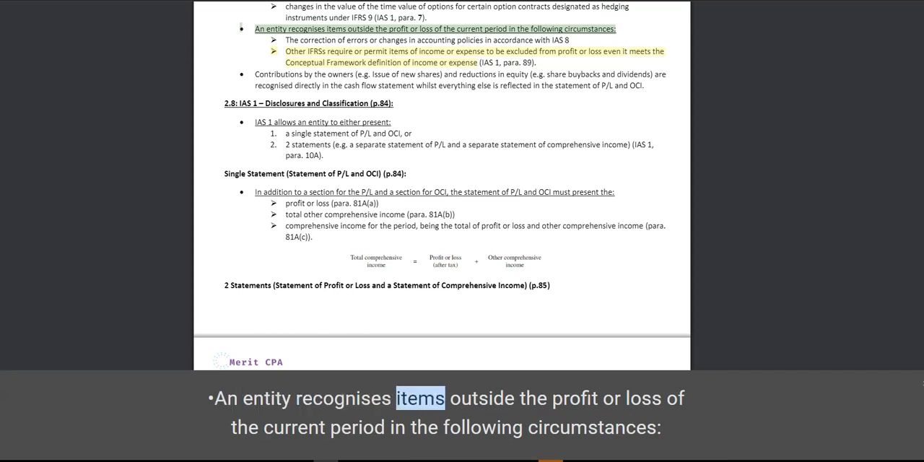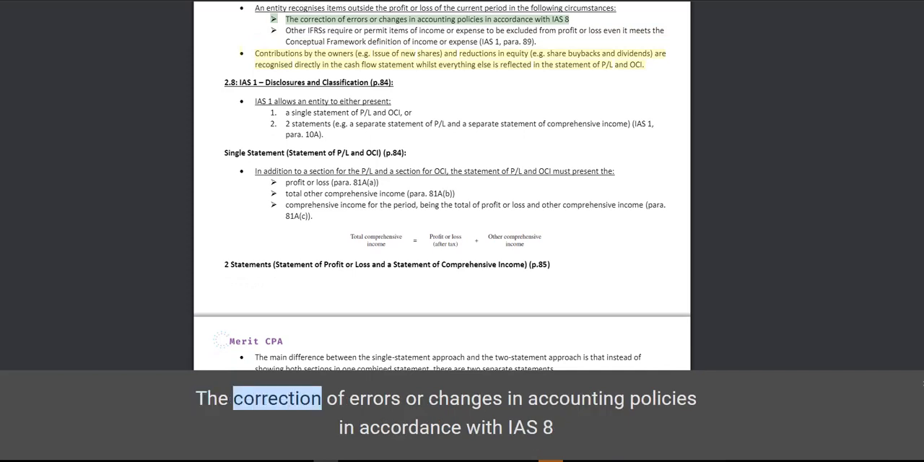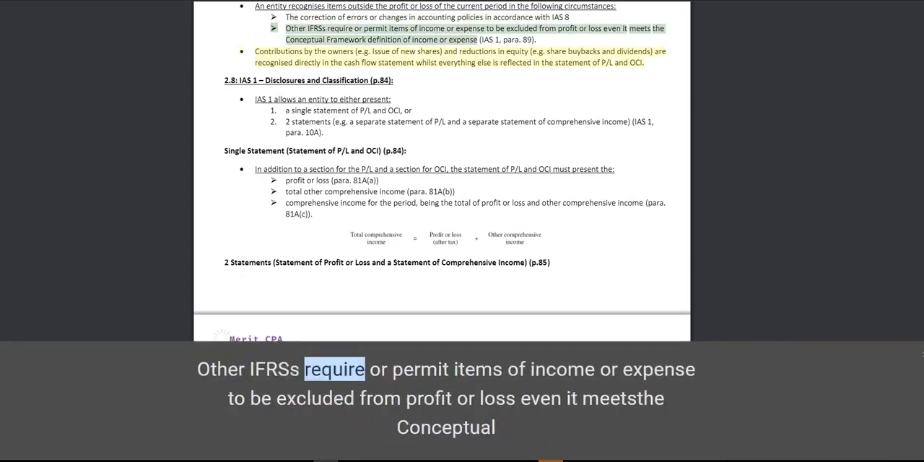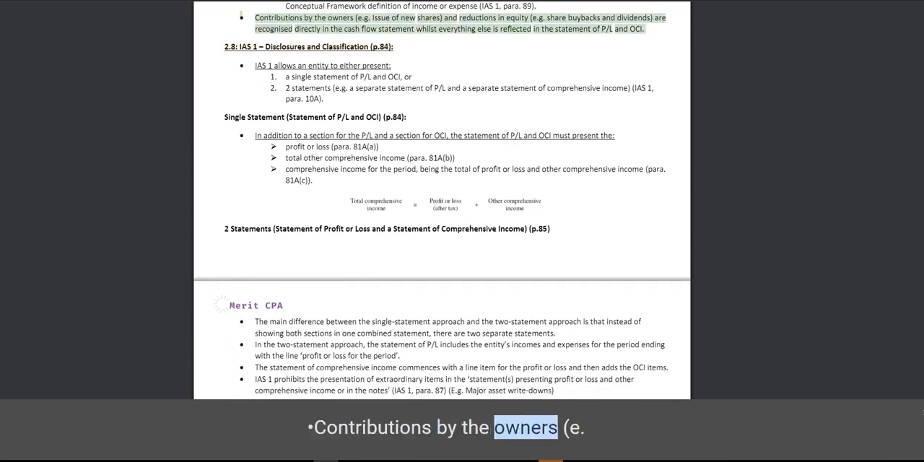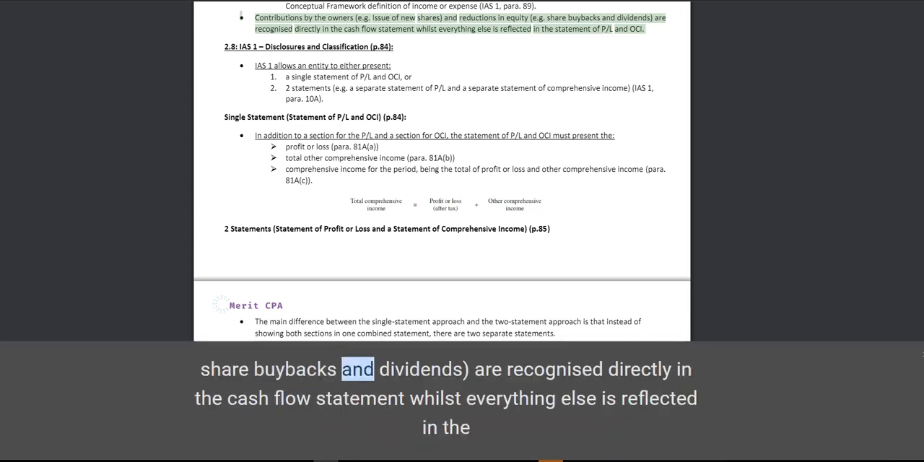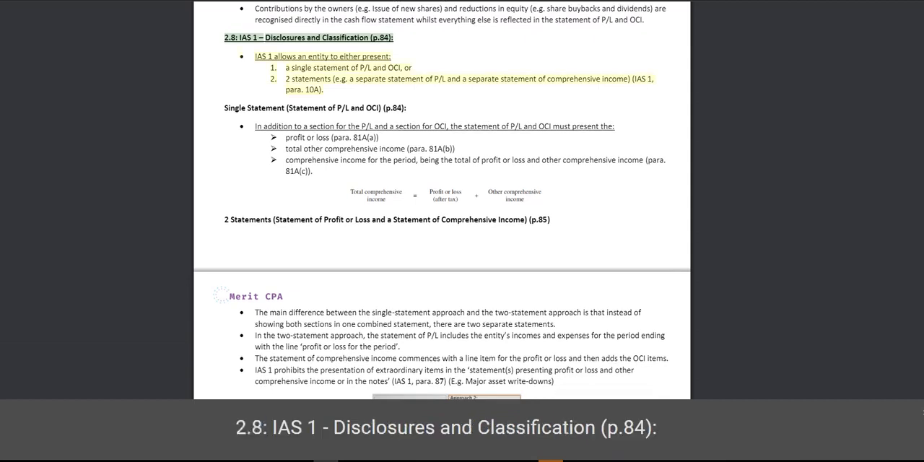An entity recognizes items outside the profit or loss of the current period in the following circumstances: the correction of errors or changes in accounting policies in accordance with IAS 8. Other IFRS require or permit items of income or expense to be excluded from profit or loss even if it meets the conceptual framework definition of income or expense. IAS 1, para. 89. Contributions by owners, for example issue of new shares, and reductions in equity, for example share buybacks and dividends, are recognized directly in the statement of changes in equity whilst everything else is reflected in the statement of PL and OCI.